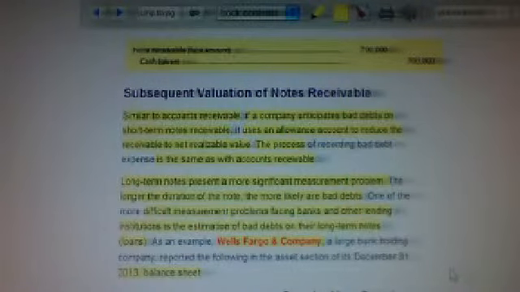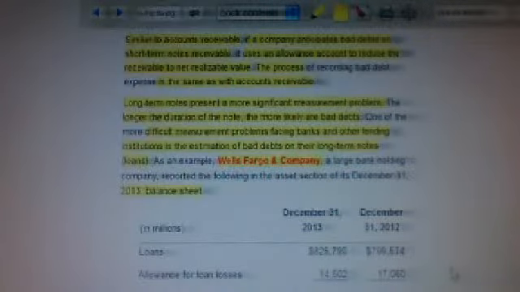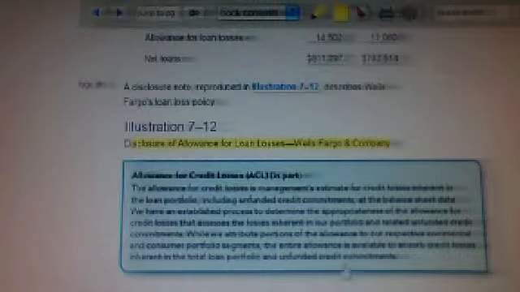and sometimes there's difficulty in measuring these bad debts, and this faces banks and other lending institutions in trying to come up with an estimate of the bad debts on their long-term notes and loans. You see Wells Fargo here has a section of their 2013 balance sheet where they estimated the allowance for loan losses at $14,502 million. That's subtracted from their loan portfolio to give them the net loan amount on their balance sheet at $811,297 million. Wells Fargo also has a disclosure that they have to report for the allowance for loan losses, and you see an example of how they would narrate that there.